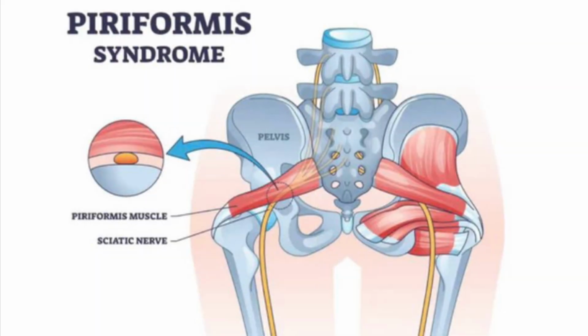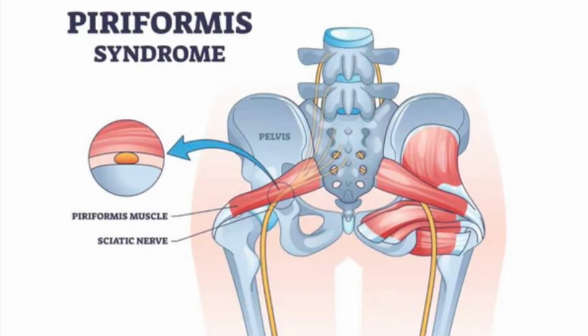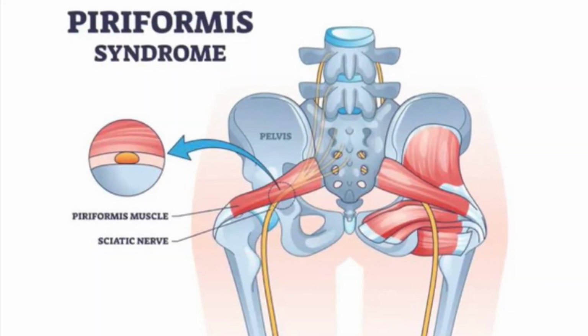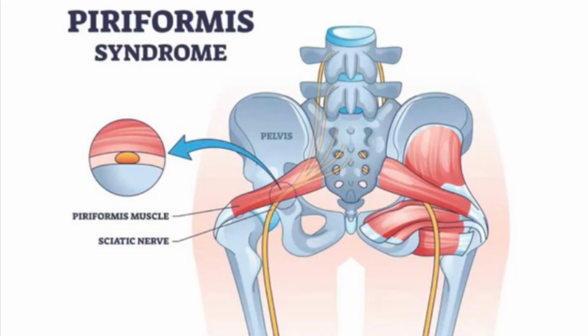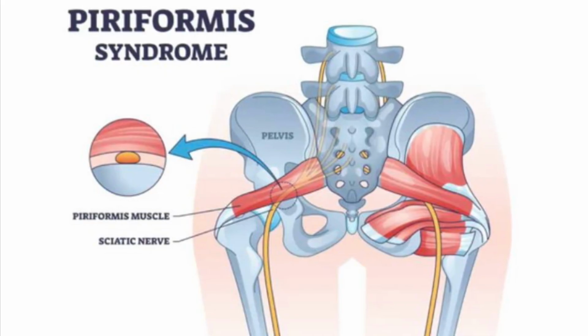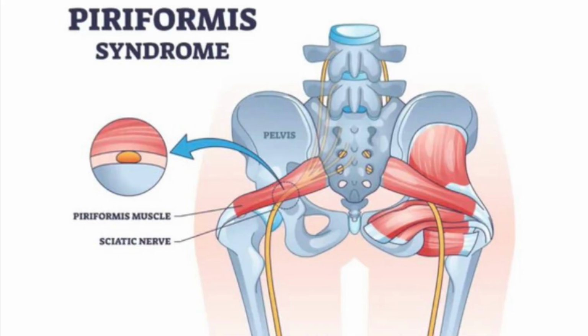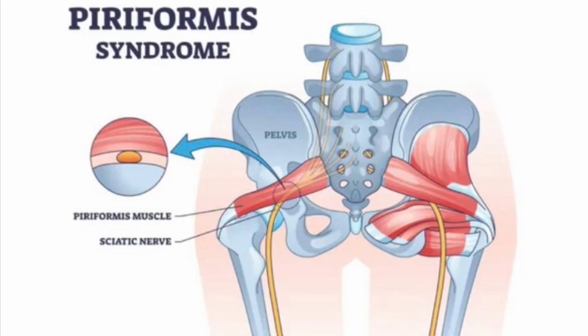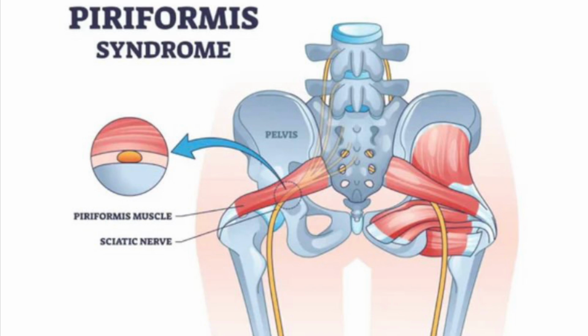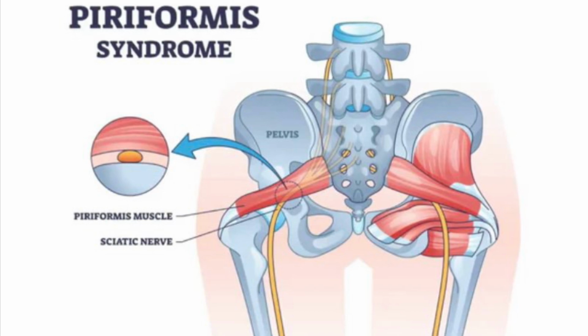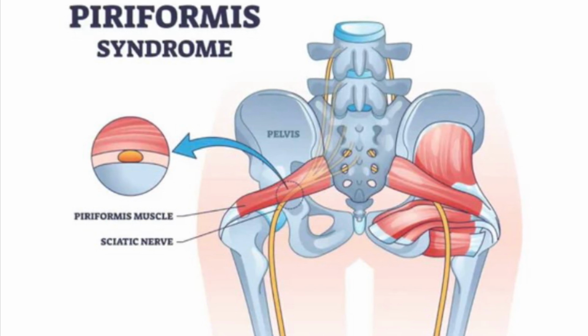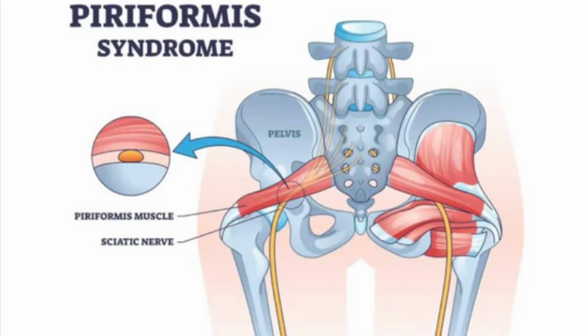So here's a diagram demonstrating piriformis syndrome. As you can see here, the piriformis muscle originates from the sacrum and inserts onto the greater trochanter of the femur. And the yellow cord here in the image would be the sciatic nerve, which originates from the lower part of the spine and combines the nerve roots L4 to S3, and it travels through the pelvis, down the buttock, into the leg.